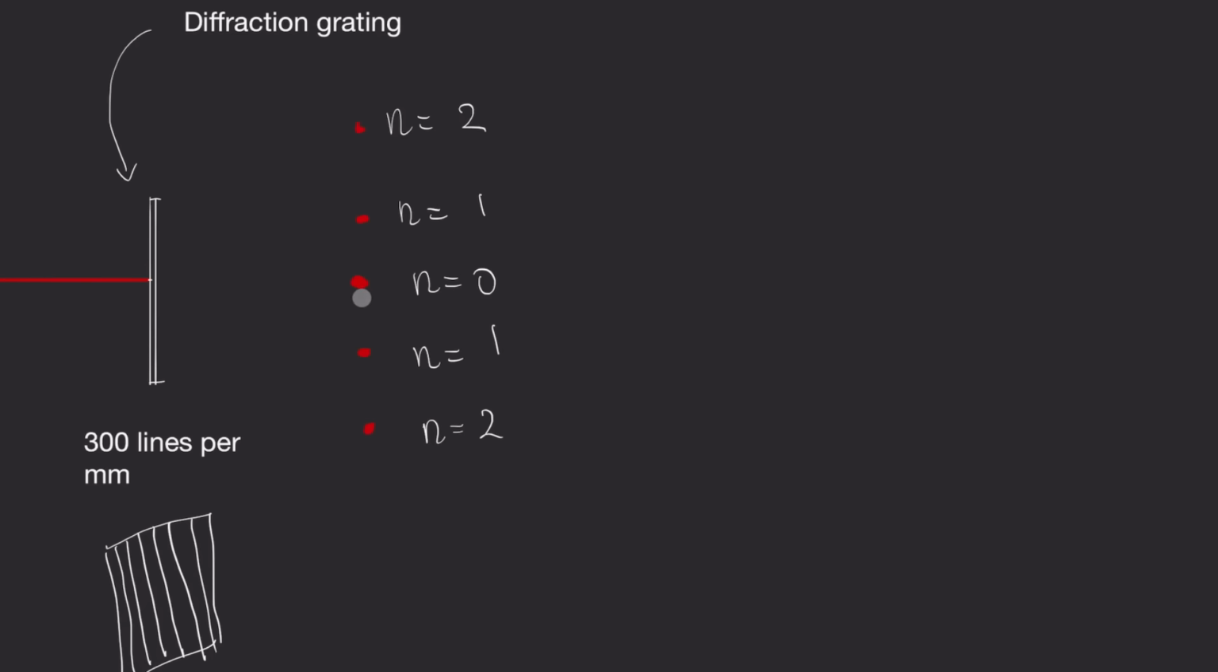The equation that governs this is the famous diffraction grating equation, d sine theta is equal to n lambda. First of all, we're going to explain the symbols, then we're going to do a small example problem, and finally we're going to derive the equation as well.